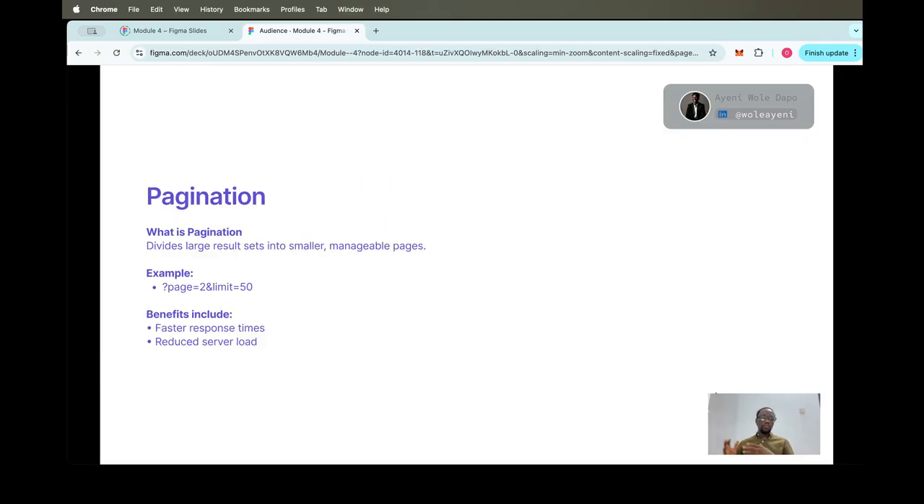Now, let's look at pagination. What is pagination? Pagination divides a large set of data into manageable pages. What am I trying to say in essence? Take for instance, I have a business with over 2 million users and I have an endpoint exposed to my customer saying get all customer information, right?